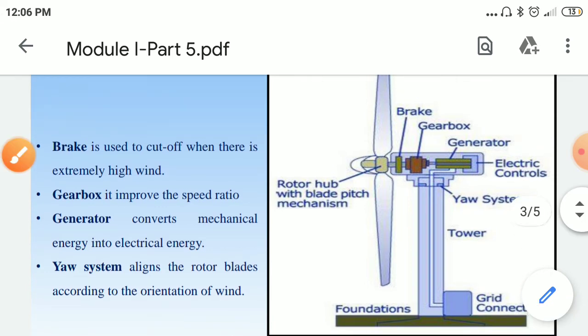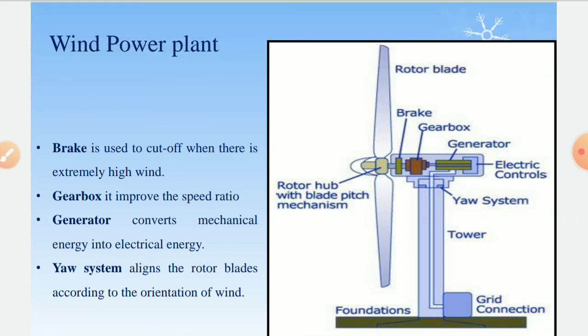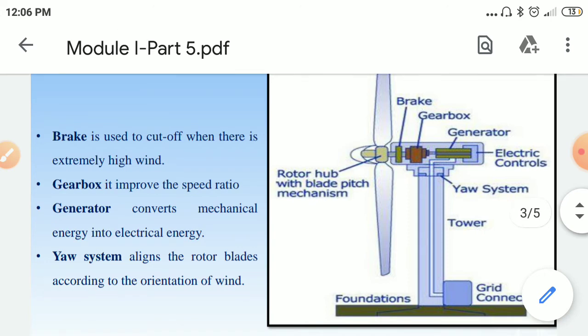Now let us go into each of the functions. The first one is a rotor hub with blade pitch mechanism. This is for arranging the rotor blades. The next comes the brake. Brake is normally used for cutting off the rotor blades when there is extremely high wind. The rotor blades are cut off from the gearbox when there is extremely high wind.